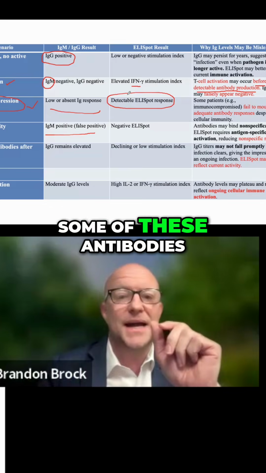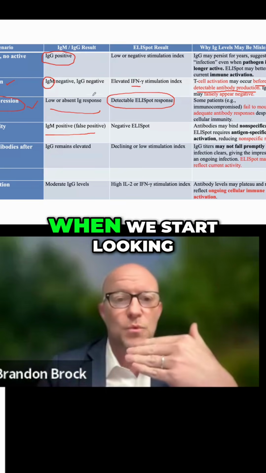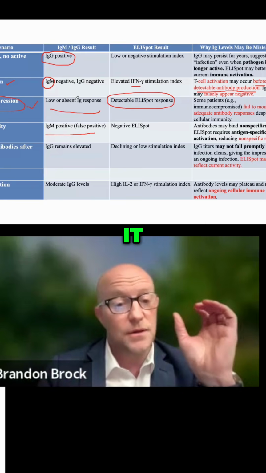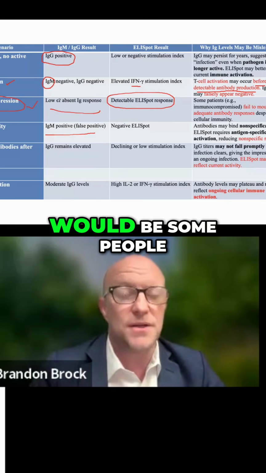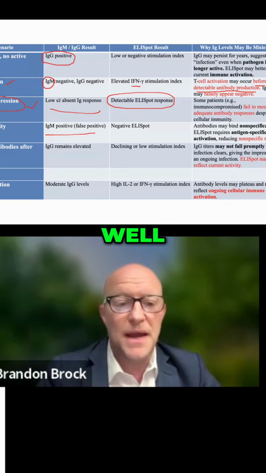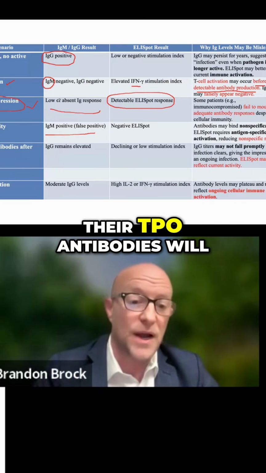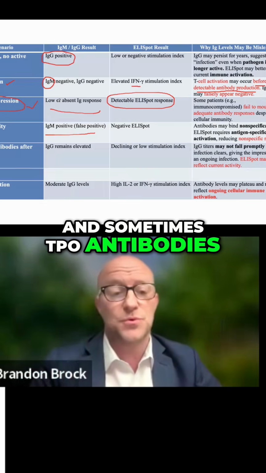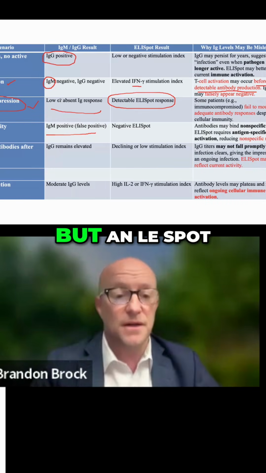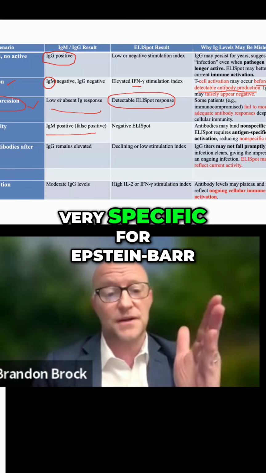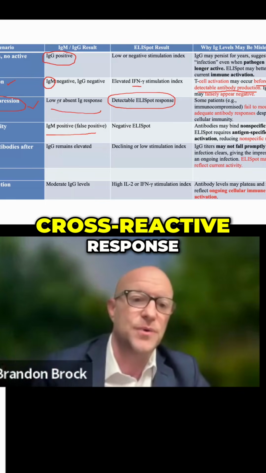So some of these antibodies are not specific to the pathogen. However, when we start looking more at the ELISpot test, it will be appropriate for that response, so you don't get that cross-reactivity. A good example would be some people that react to gluten. They may have a reaction to the food gluten, but then they get a cross reaction to thyroid where their TPO antibodies will go up. And sometimes TPO antibodies will change in thyroid as a result of Epstein-Barr virus. So you don't always know the specificity, but an ELISpot for Epstein-Barr will be very specific for Epstein-Barr, and you won't have to worry about clonal expansion and getting some sort of abnormal cross-reactive response.